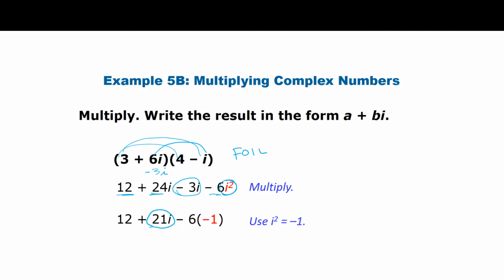Here it is. And we see that 6 times i squared, remember i squared equals -1. So 6 times -1, remember this is a -6 times a -1, so that's going to be a +6 plus 12. So we're going to get 18. Write it in A plus Bi form, 18 plus 21i. So there it is. And remember, it's the real number plus the Bi, A plus Bi form.